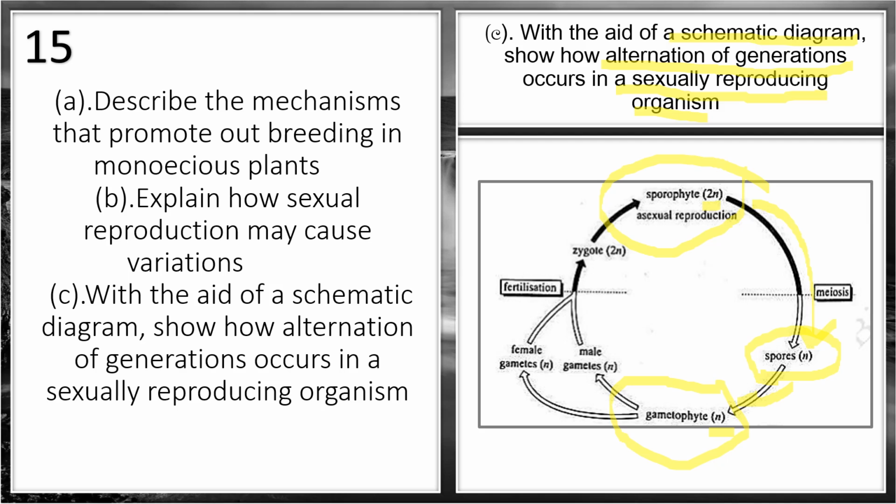Then the gametophyte will produce the male gametes, which are haploid, and also the female gametes, which are also haploid. And fertilization will take place. Then after fertilization, we shall form a zygote, which is diploid, and that one will grow into a sporophyte, which is also diploid.